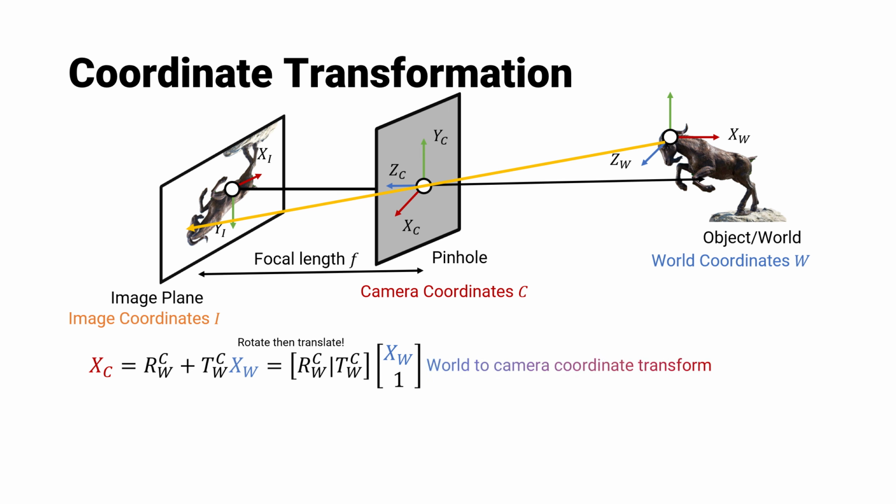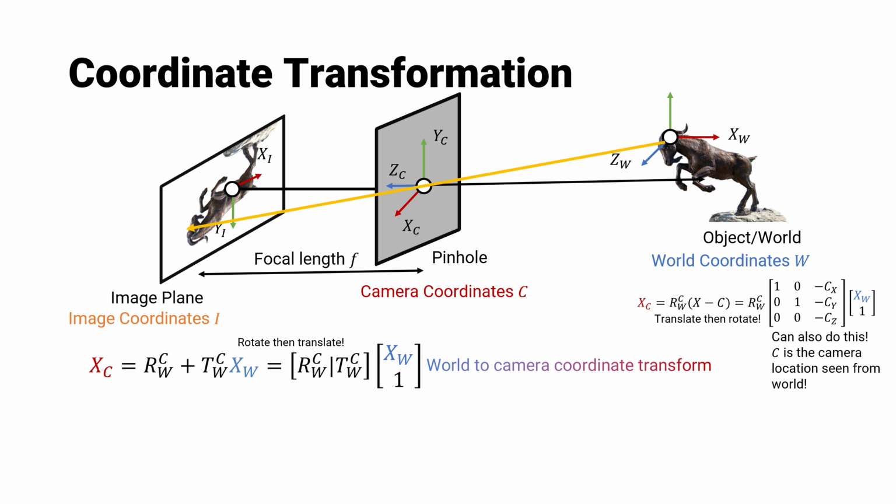So this is the world to camera coordinate transformation. And remember that if you flip the coordinate system, you can also write it this way, which is exactly the flipped version. In this case here, you translate and then rotate. You can also do this. C in this case is the camera location as seen from the world. Depending on what reference source you are looking at, you will either look at the one on the left or you will look at the one on the right.